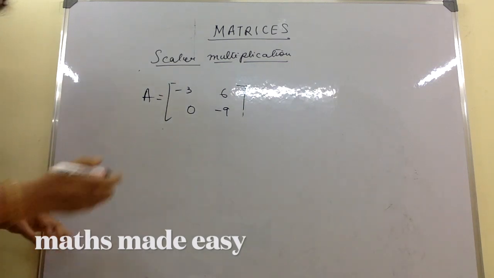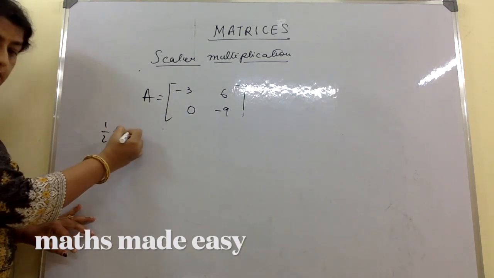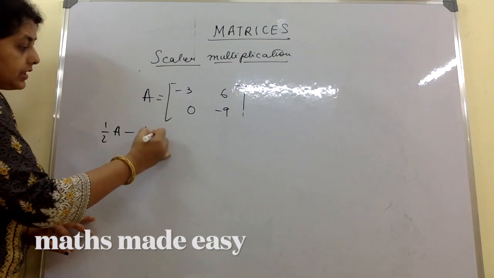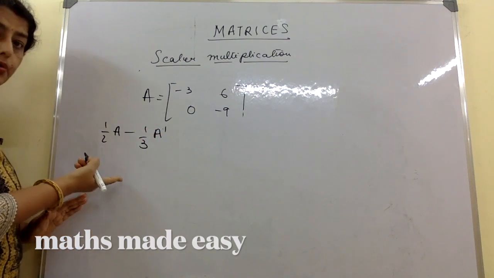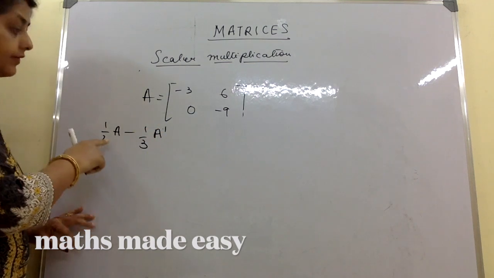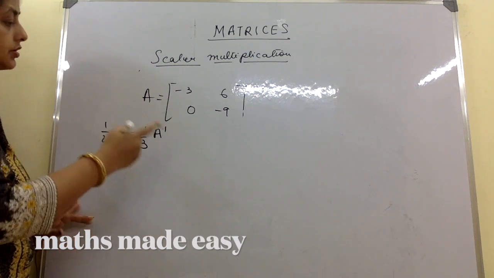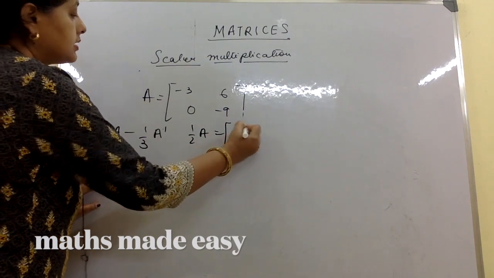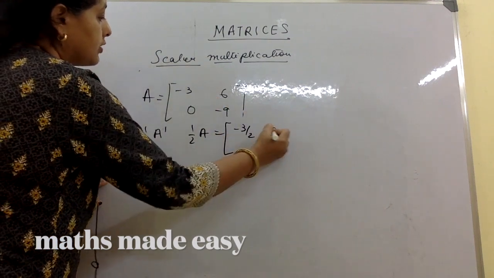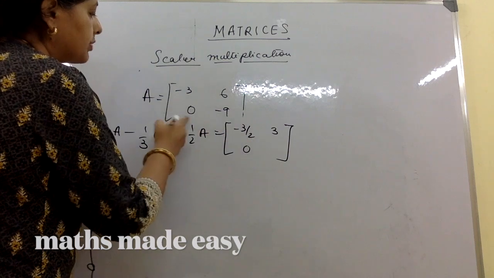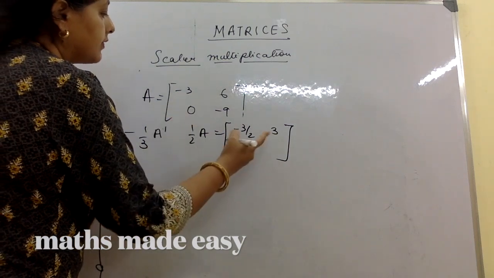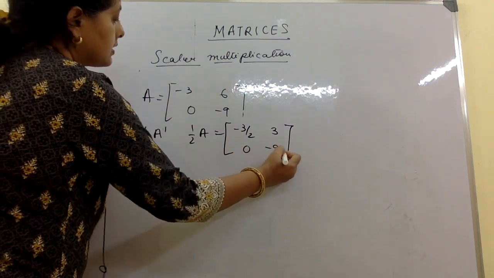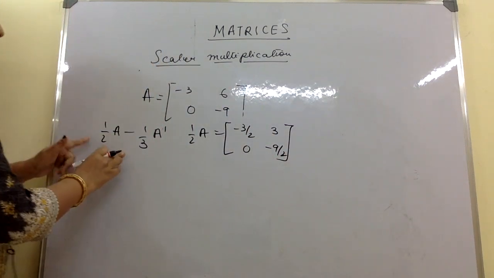Now what if they ask us this? This can be a doubt: half A minus 1/3 A dash. Now note this. How to do this, where they have a fraction here? Let me get half A first. Minus 3 by 2, and this divided by 2 is 3. Divide it all at once. 0 by anything is a 0. And here divided by 2 is minus 9 by 2. So I have got this part.